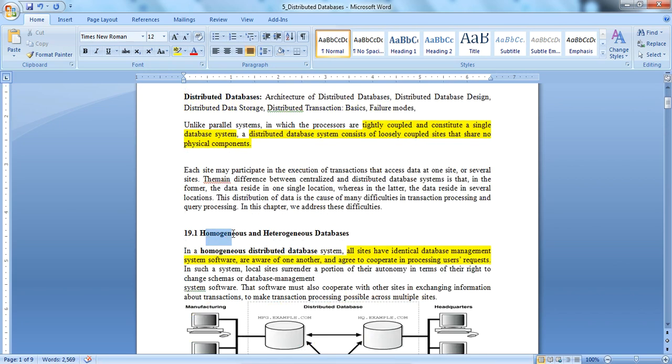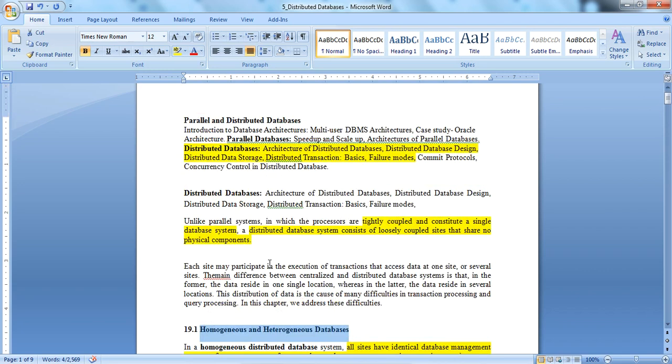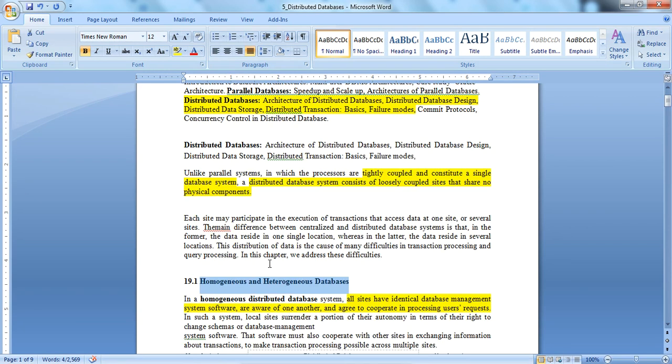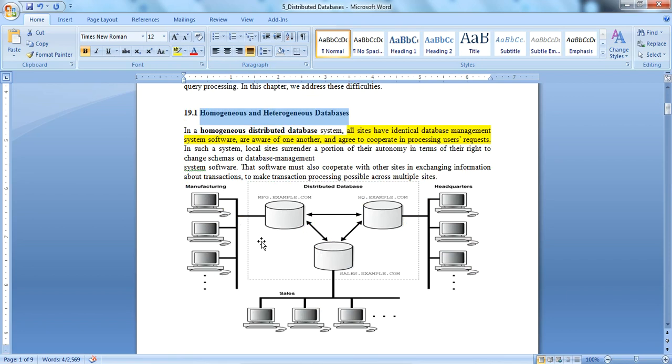Now, the homogeneous and heterogeneous databases under the distributed database system. What exactly is homogeneous? All sites have identical database management system software. Means if we consider these are three sites, all three sites have the same type of database management system. They are aware of one another, and agree to cooperate in processing user requests, and help each other. That is simply the homogeneous distributed database.